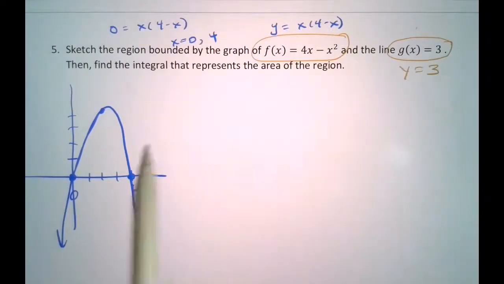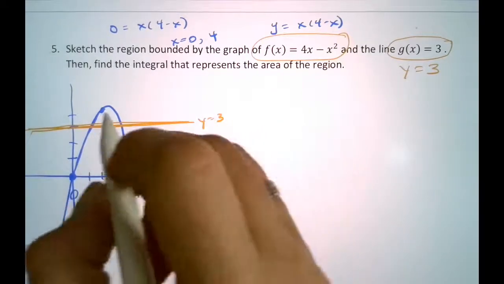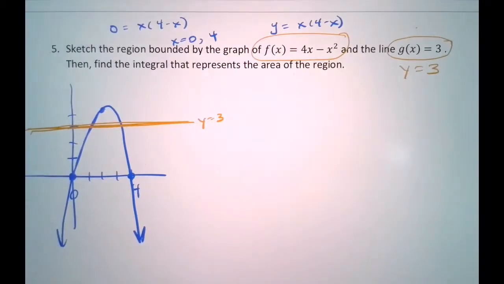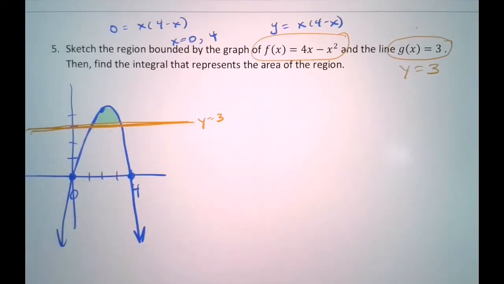That's just a horizontal line. I can see that on my graph because I actually have something drawn to scale. There's y equals 3. And so I have this shaded region in between. So let me just color that in. I'm trying to find the area in there. So at least I have an image now of the area that I'm looking for.